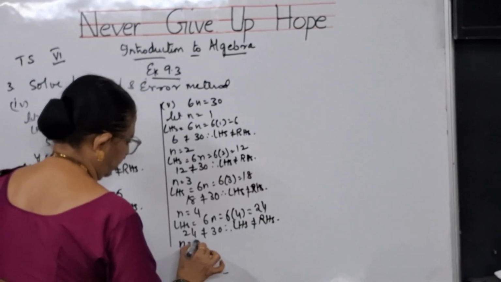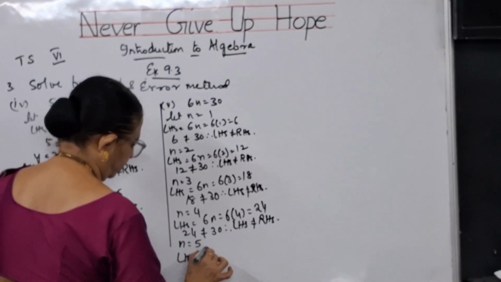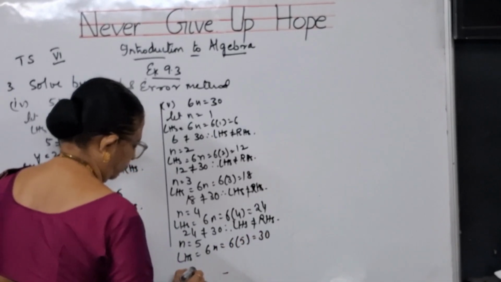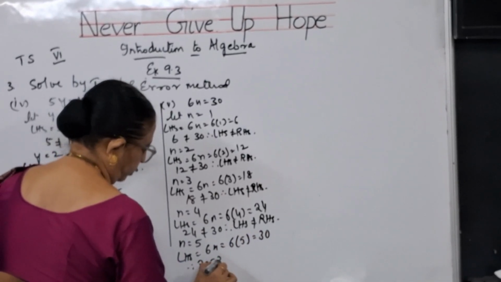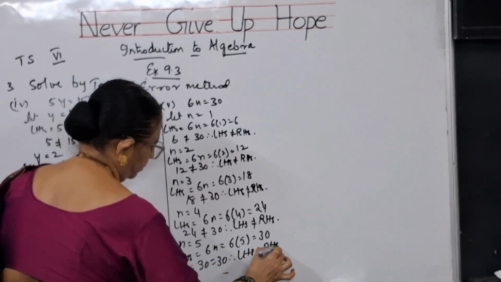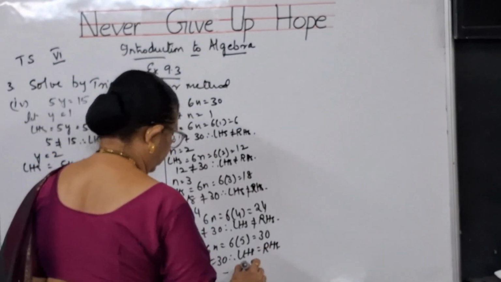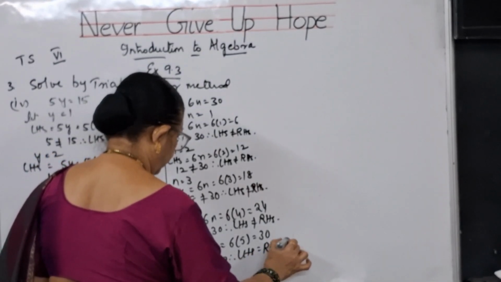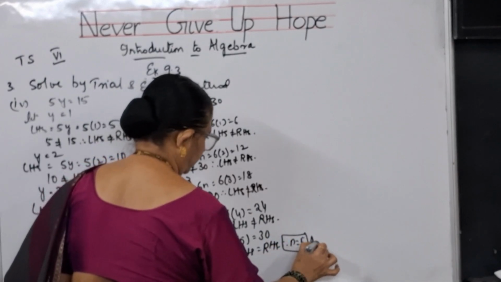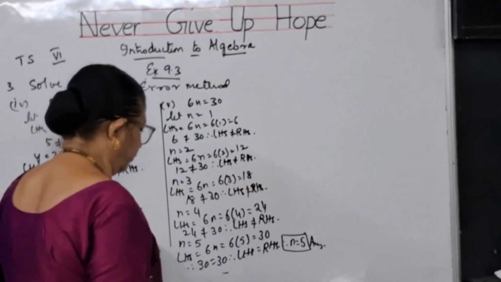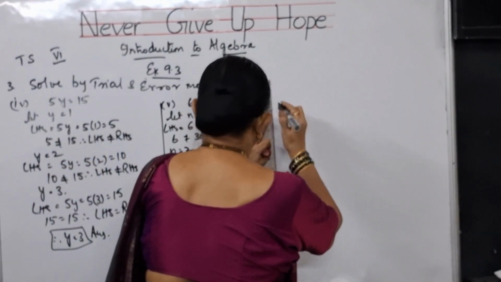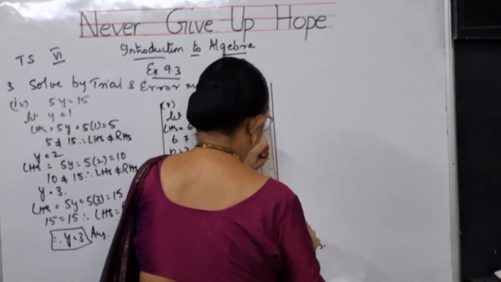N is equal to 5. LHS 6n. 6 into 5, that is 30. Therefore, 30 is equal to 30. Therefore, LHS is equal to RHS. So, what is n? N is equal to 5. This is the answer. This is fifth bit. Now, let us see the sixth bit.